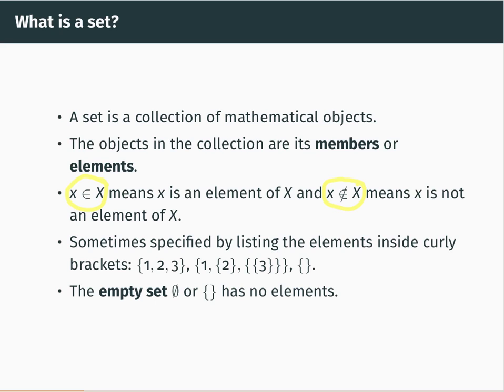To specify sets in simple situations, we can simply list the elements of the set separated by commas inside curly braces. For example, this denotes the set whose elements are 1 and 2 and 3. So to give you an example of the membership notation, we would write that 1 is an element of the set {1, 2, 3}. On the other hand, 0 is not an element of the set {1, 2, 3}.